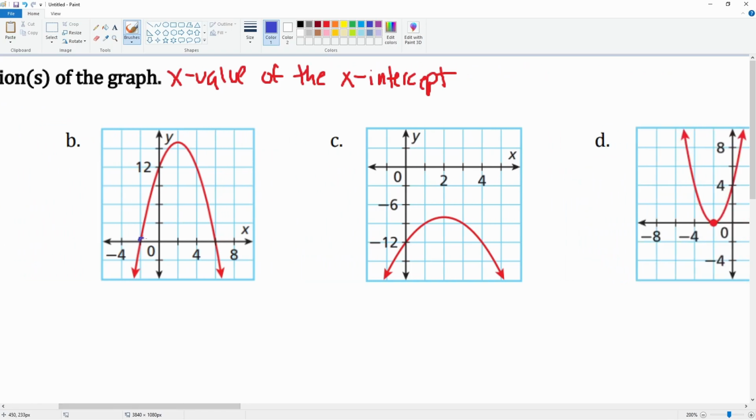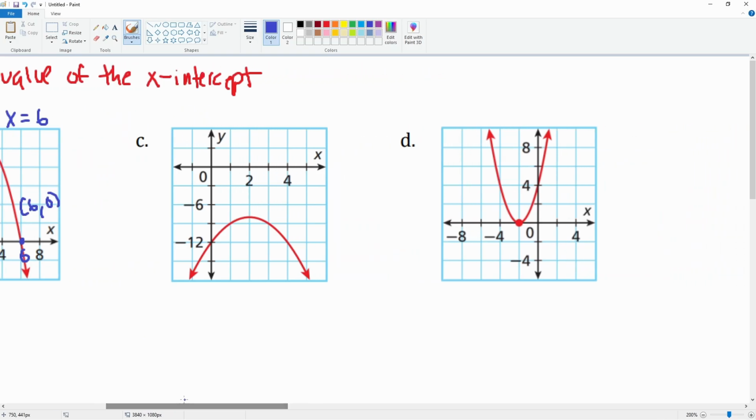For B, let's look at the x-intercept. So this is -1, 0. And this is, I think this is by 2's. Sorry, so this is -2. So this is -2, 0. And this is 6, 0. So the solution here is x is equal to -2 and x is equal to 6.